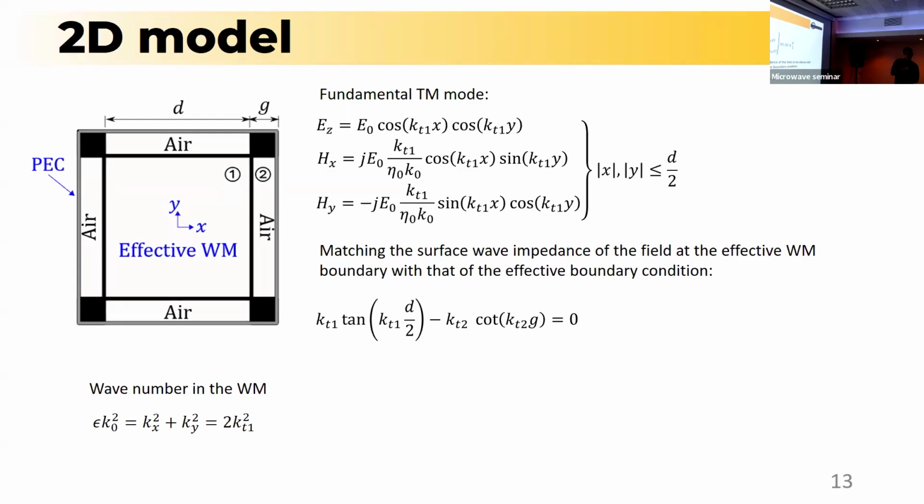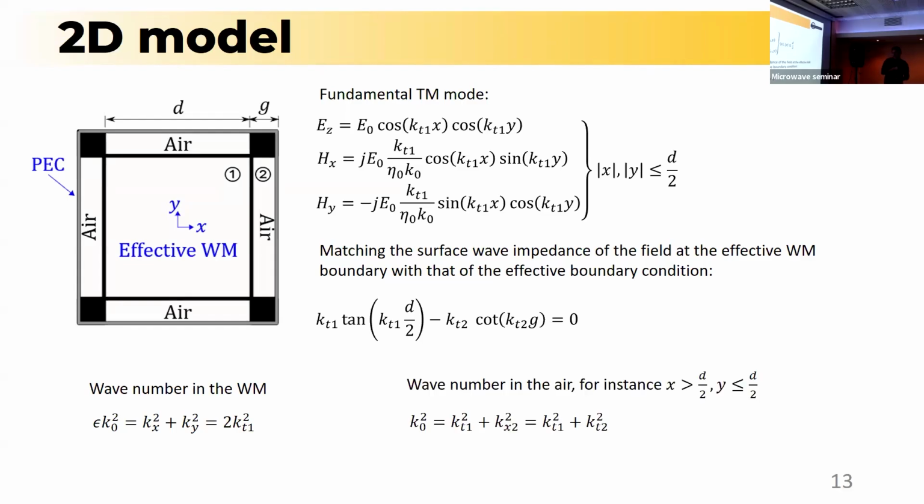If we want to relate them, we need to check the dispersion in every medium. Particularly in the effective wire medium, we are going to get this dispersion relation because of the uniaxial media. And we also have in the air region, for example, in this region that we have here to the right, in which the number 2 is placed, we get this dispersion relation.